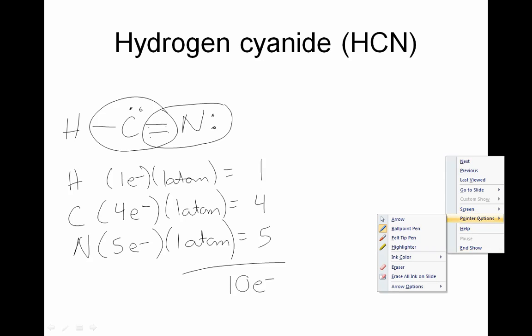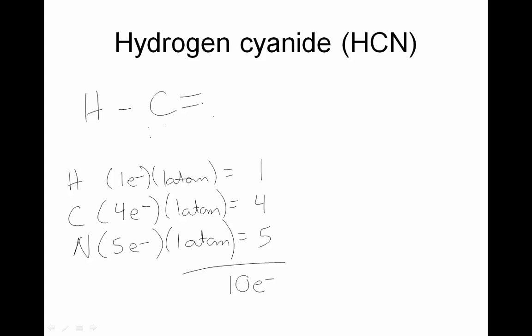So let's erase that again, and let's try a triple bond. Carbon's happy because it has 8. Nitrogen's happy because it has 8. And if we count all the electrons on this molecule, we have 10 electrons total. So we did a good job.